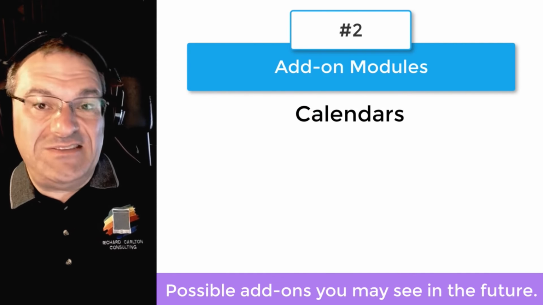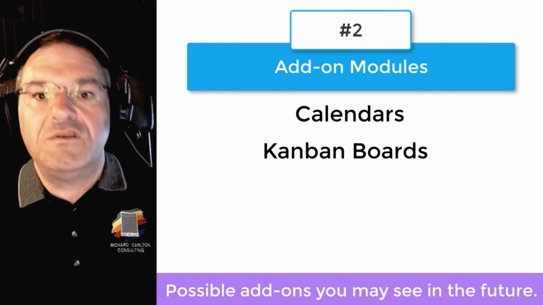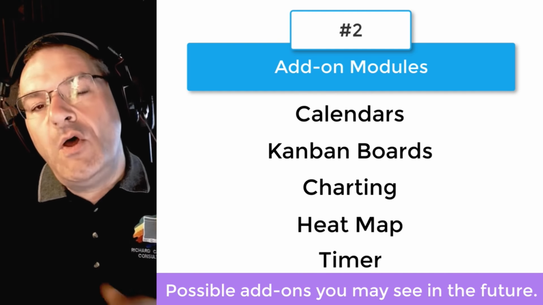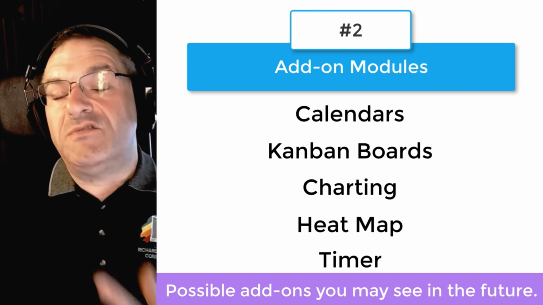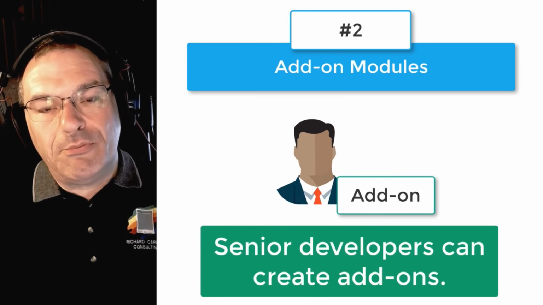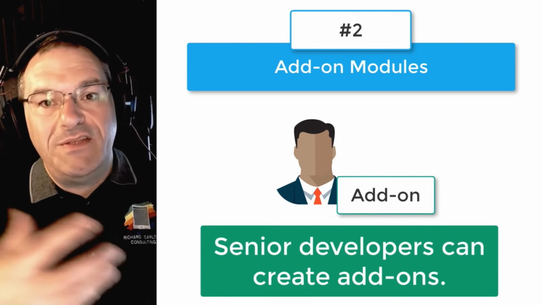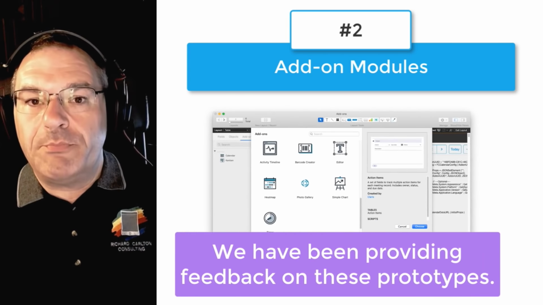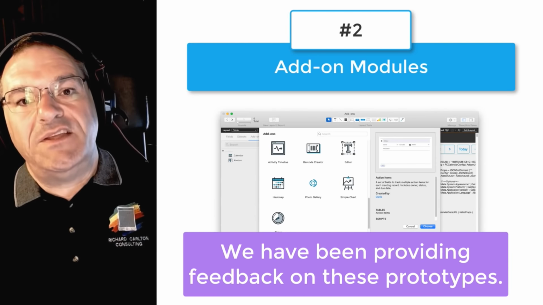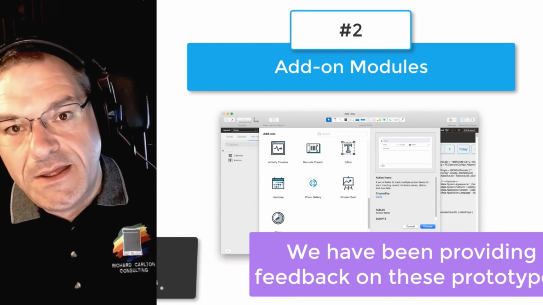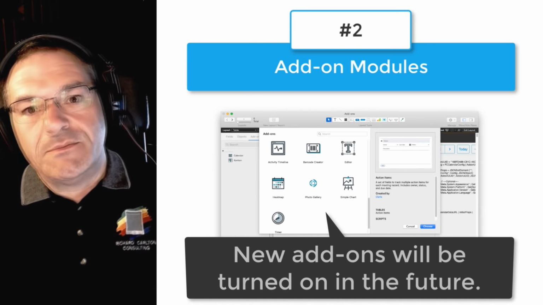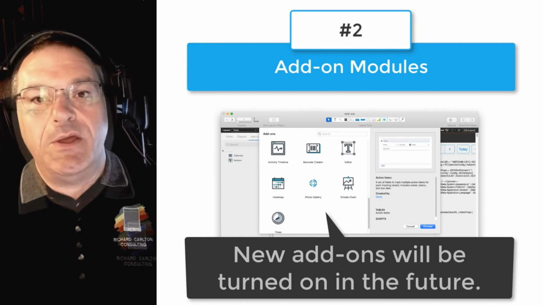Of course, a calendar is an easy example, but they're talking about Kanban boards, charting, all sorts of capabilities that normally you would have to build yourself into a FileMaker file, or you'd have to maybe copy and paste from someone else's FileMaker file. Well, now, senior developers in the FileMaker community can build pre-packaged add-on modules that deliver this capability to you. Now, we've been playing with prototype add-on modules for a number of months, providing feedback to Claris. And starting with the 19 release, this capability is now being turned on. And so as the months go on, you're going to see new add-on modules being turned on and enabled, which will allow you to drag and drop those onto your FileMaker custom app.